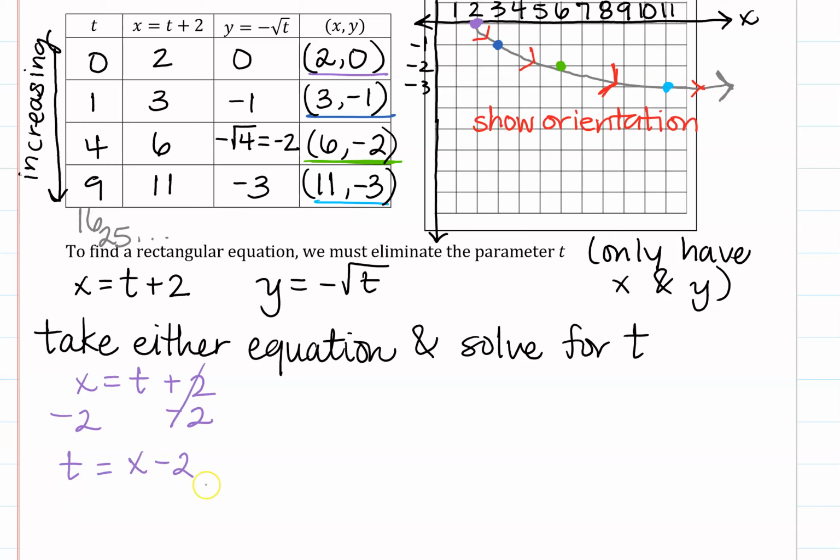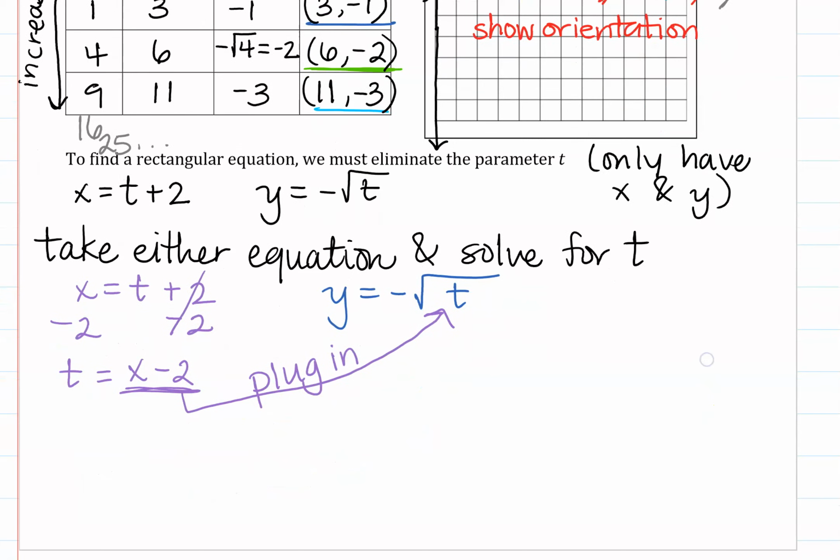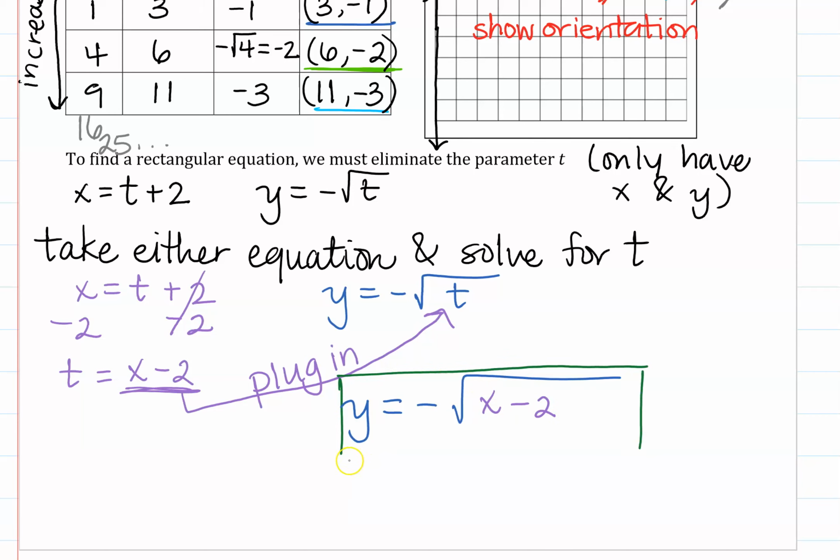So now that I know that t is equal to x minus 2, I am going to plug that into the second equation. The second equation was y is equal to the negative square root of t. I am going to take the fact that t is equal to x minus 2 and plug that into this second equation. So the new second equation, when I replace t, is y is equal to the negative square root of x minus 2. So now here we have an equation that only involves x and y. So this is our rectangular equation.